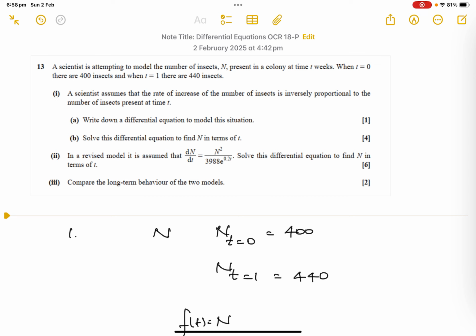Part 1. The scientist assumes that the rate of increase of the number of insects is inversely proportional to the number of insects present at that time. So the rate of change of the insects, dn over dt, is inversely proportional to n. That's what it is. So write down a differential equation to model this situation.